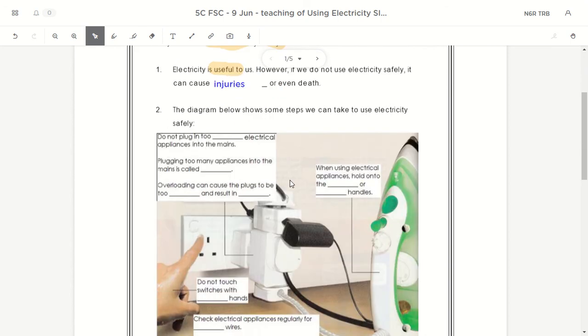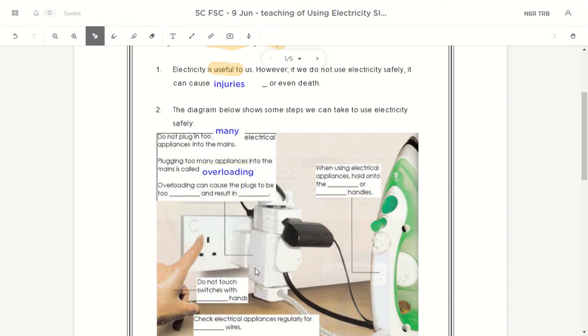Below are a few scenarios that are unsafe because they will cause injury. Sometimes we plug in too many electrical appliances into one power plug. So the word here is many. When you plug in too many of these electrical appliances into one plug, this situation is what we call overloading. That means you overload the power plug.